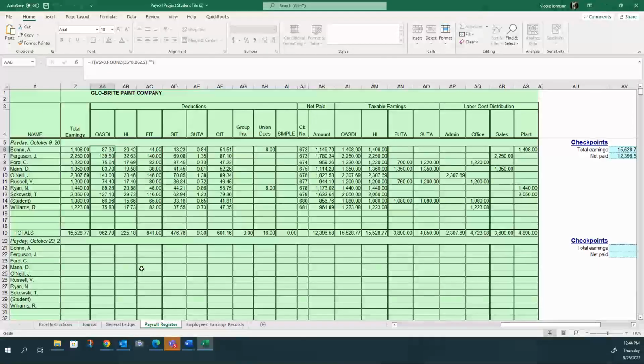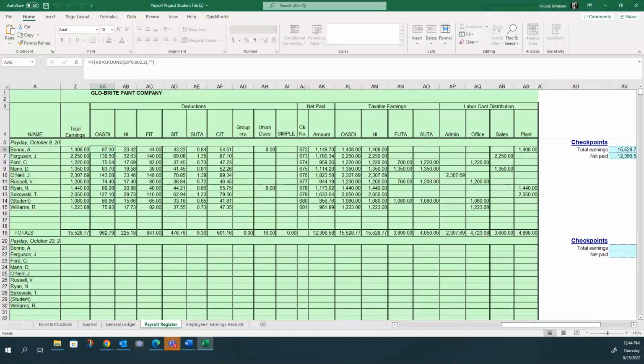If you refer back to Figure 7.3 in your book, you will see that the HI rate is 0.0145 and that all earnings are subject to the tax. In the taxable earnings column for HI in the spreadsheet, you enter the total earnings of $1,408. Because there is no threshold for HI, the HI taxable earnings column will always be equal to total earnings. You will multiply Bono's earnings of $1,408 by the rate of 0.0145 to arrive at an HI tax of $20.42.